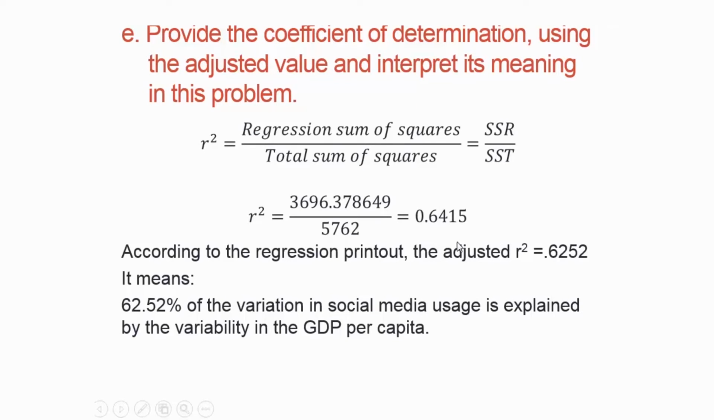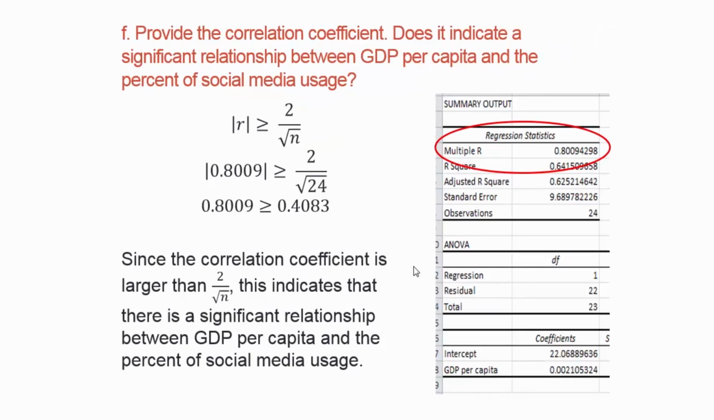According to the printout, the adjusted R squared, 0.6252, means 62.52% of the variation in social media usage is explained by variability in GDP per capita, which is almost two-thirds of the variation, so that's pretty good, having only one variable in the equation.